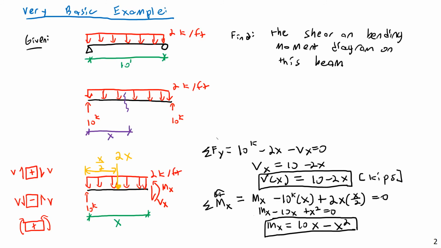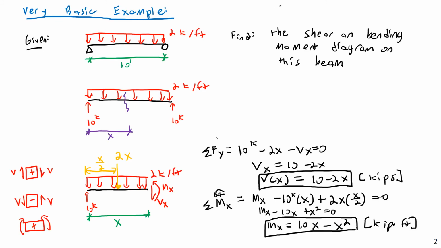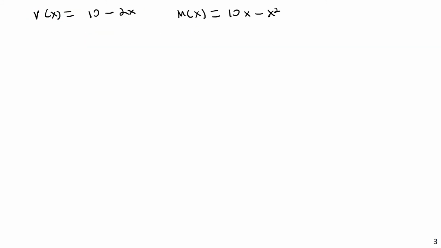And so, again, we got that V of x, and I should probably put units here. This would have units of kip feet. And what else? So let me write this down over here. V of x is equal to 10 minus 2x, and M of x is equal to 10x minus x squared. If I copied those correctly, 10 minus 2x and 10x minus x squared, yes.